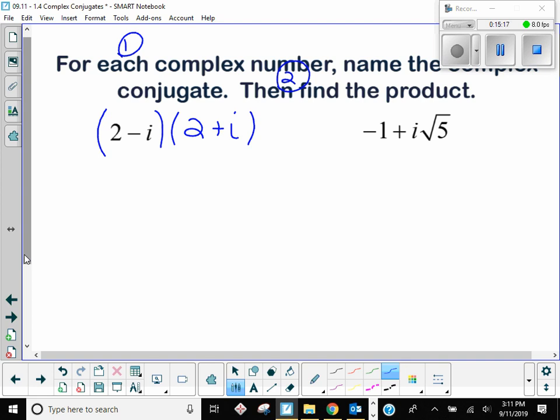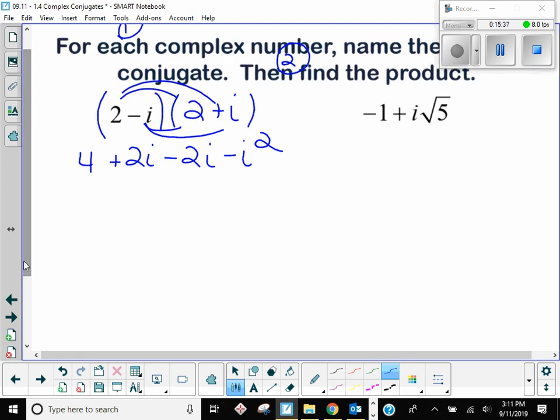I do double distribute, so I take the first term here and distribute it through. That gives me 4 plus 2i. And then I take the negative i and distribute that through. That gives me minus 2i and then a negative i squared. And here's the magic. What happens to those two middle terms? They cancel out. That will happen every time you're multiplying by conjugates. That is by design, because the opposite signs here make that happen. And so then I've got 4 minus i squared.